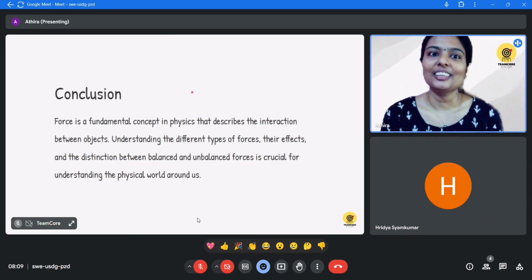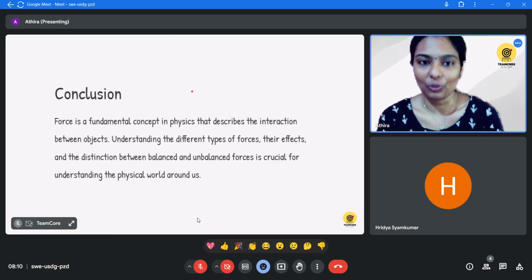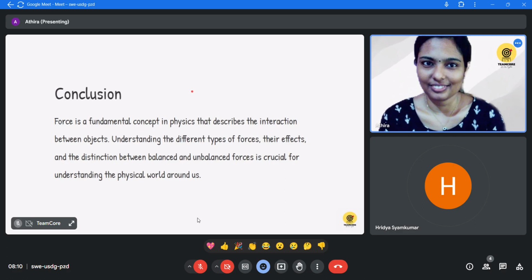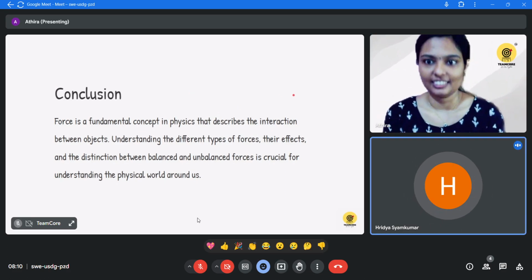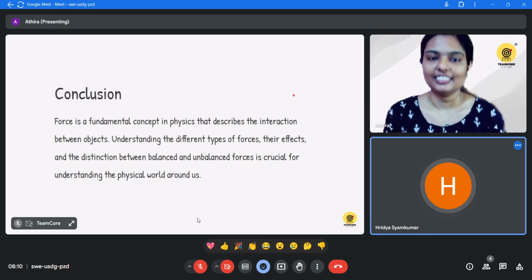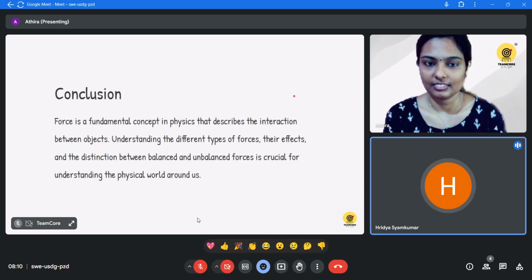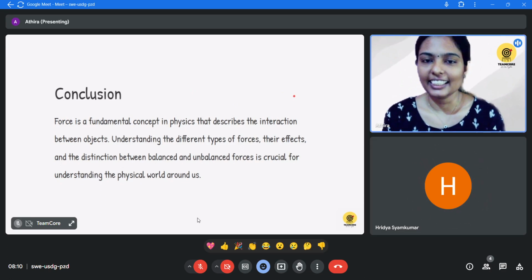Okay. So then we had discussed the effects of force. What are they? They can change the shape, the state of motion. Like it can change shape. They can change the direction of a moving body.